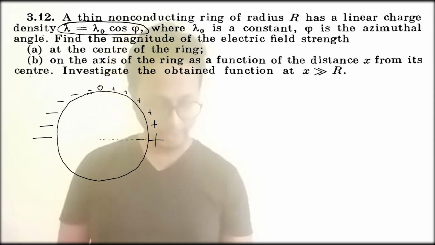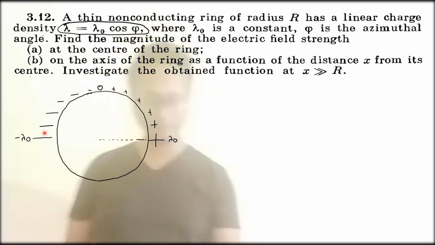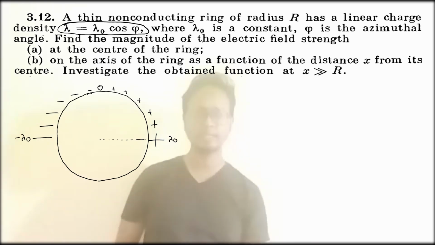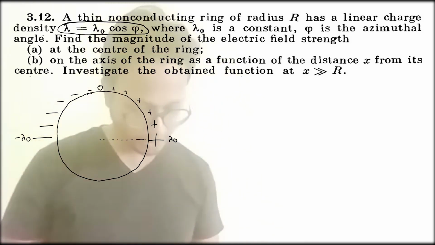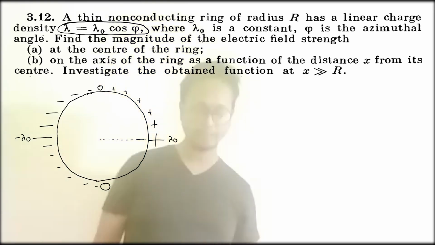See, out here the value of lambda is lambda naught. Out here the value of lambda is minus lambda naught. Understood? So the linear charge density is negative, and the charges out here will also be negative. Now what happens to cos in the third quadrant? It remains negative. So as I go from 180 to 270, the charge will slowly decrease, and it will become 0 out here.